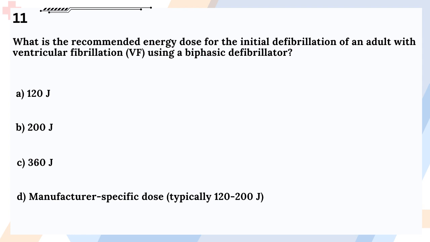Question 11. What is the recommended energy dose for the initial defibrillation of an adult with ventricular fibrillation, VF, using a biphasic defibrillator? A. 120 J. B. 200 J. C. 360 J. D. Manufacturer-specific dose, typically 120 to 200 J.